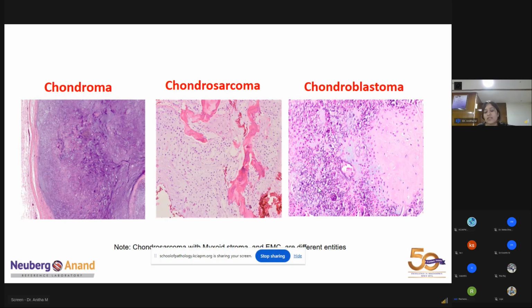Whereas chondroblastoma, we are seeing sheets of cells with, like you can appreciate, chicken wire calcification. And if we look carefully, the nuclear grooving can be appreciated. So this rules out chondroblastoma.